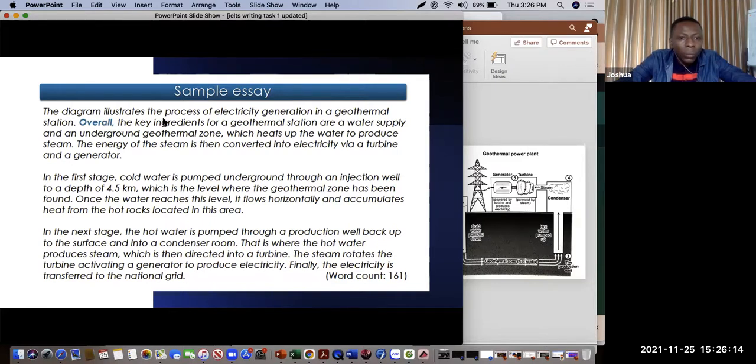Now, overall, we know that the key ingredients for the geothermal station are a water supply and an underground geothermal zone, which heats up the water to produce steam. The energy of the steam is then converted into electricity via a turbine and a generator.